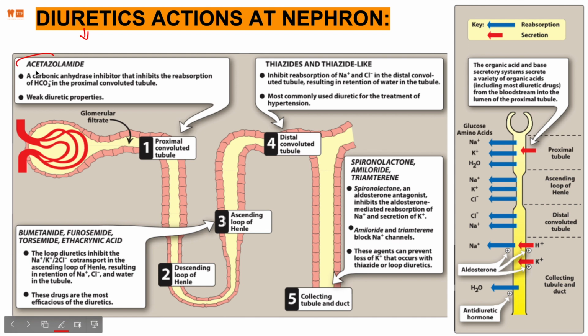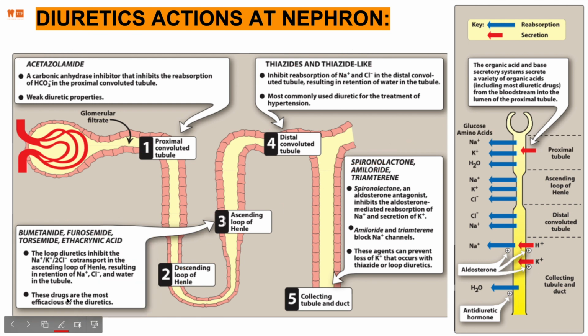Acetazolamide, for example, is a drug that affects the proximal convoluted tubule. Thiazide and hydrochlorothiazide affect the distal convoluted tubule. Similarly, no drugs affect the descending loop of Henle. The ascending loop of Henle is affected by furosemide. These are known as loop diuretics, for obvious reasons, the ascending loop of Henle. That's why they're known as loop diuretics. Then comes the collecting tubule and collecting duct. We have spironolactone and amiloride. These drugs affect the collecting tubule and duct.